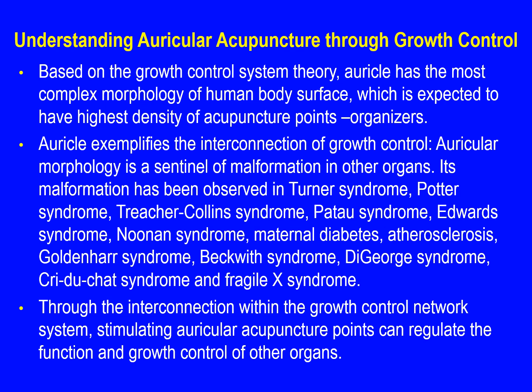The auricle, or external ear, exemplifies the interconnection of growth control. Auricular morphology is a sentinel of malformation in other organs. Its malformation has been observed in Turner syndrome, Potter syndrome, Treacher-Collins syndrome, Patau syndrome, Edwards syndrome, etc. Numerous congenital malformation syndromes.